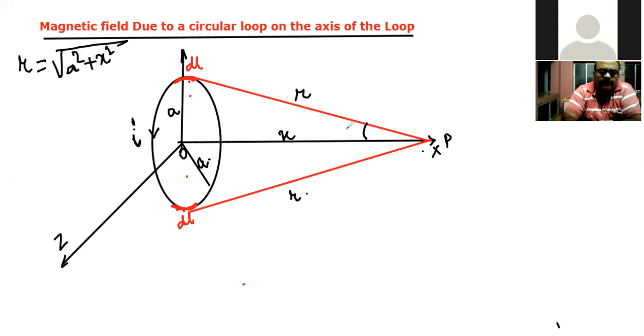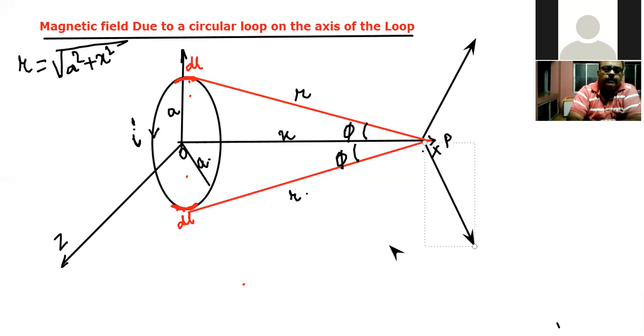Let me consider this angle to be, suppose, phi. This angle will also be phi. Now what will be the direction of the magnetic field? Since the current is in the anti-clockwise direction, the direction of the magnetic field will be perpendicular to the radius and away from it. So perpendicular to r and away from it. For these two small strips, this is dB and this is dB.